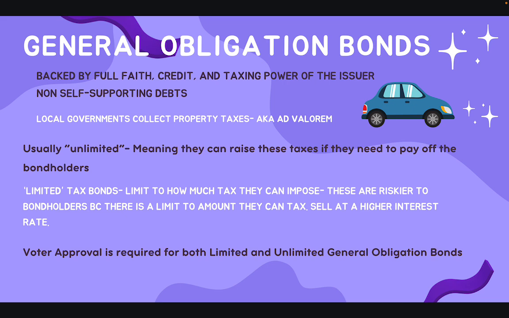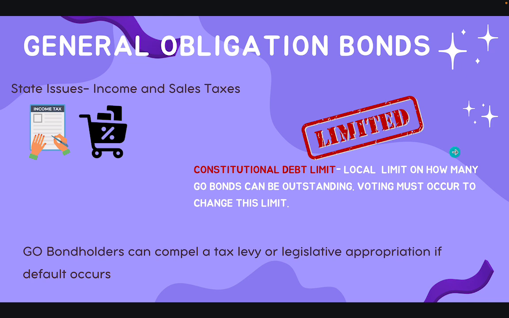Voter approval is required. Okay, so we just talked about local. Now we're going to look at state issues. Generally speaking, states don't have property taxes, though there are a couple of exceptions. But for the most part, in order for states to get money to pay for things, they use income and sales taxes. Income tax is based on how much money you make, and sales tax is when you spend money in that state, you are expected to pay a tax on the goods, right?